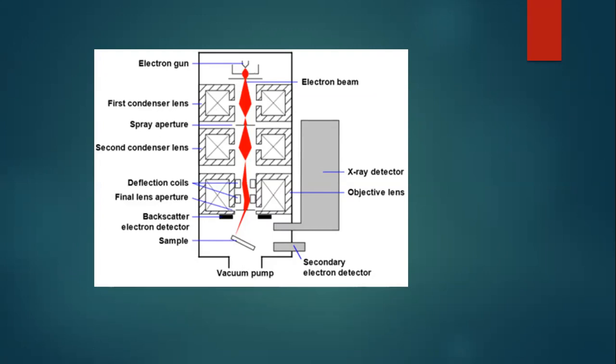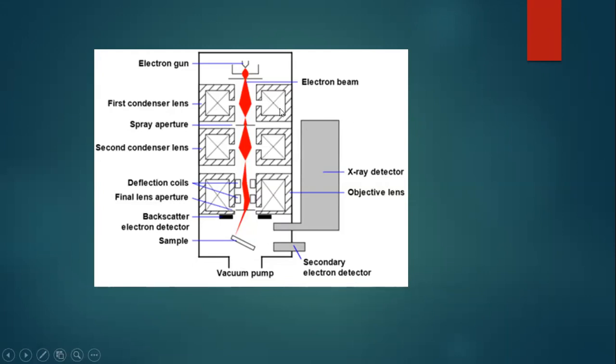Of the column. So here they are accelerated down and pass through a combination of lenses and apertures to produce what is called a focused beam of electrons, which hits the surface of the sample. The sample should be mounted on a stage in the sample area, unless your microscope is designed for low vacuum.